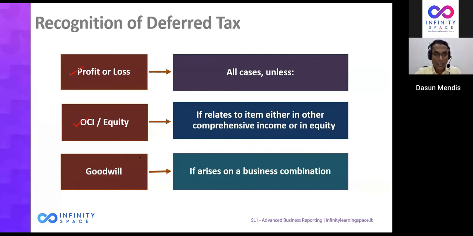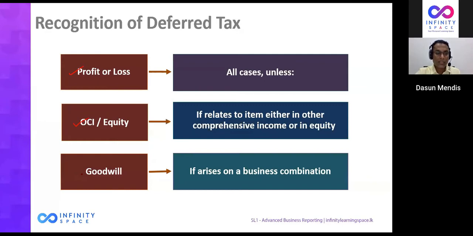So the deferred tax is recognized in the OCI if it relates to an item that you recognized either in the other comprehensive income or in equity. An example is the deferred tax impact on revaluation of PP&E.